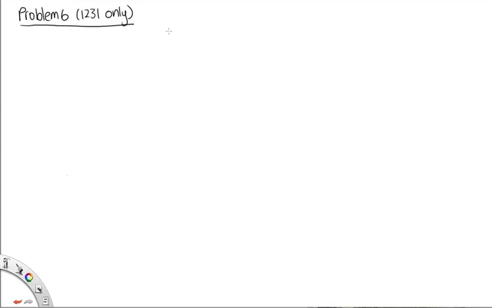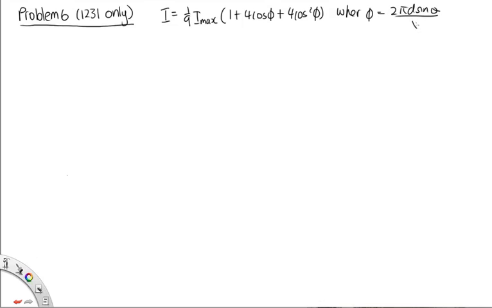In this problem, we're asked to prove the expression I is equal to 1/9 I max times 1 plus 4 cos phi plus 4 cos squared phi, where phi is equal to 2 pi d sine theta over lambda, for the intensity pattern for a 3-slit grating. So that's a grating with 3 slits, 1, 2, 3.